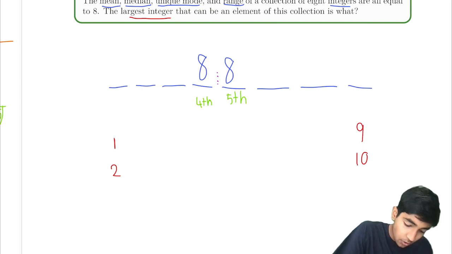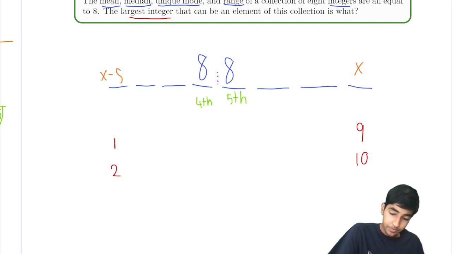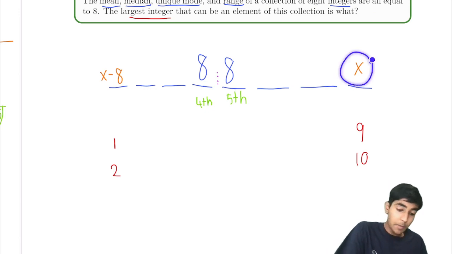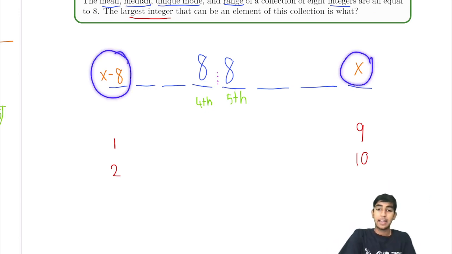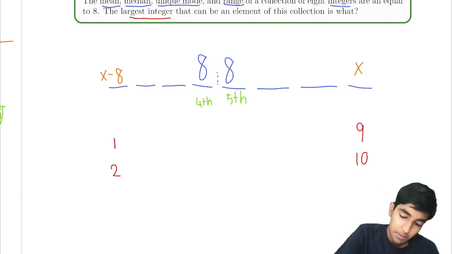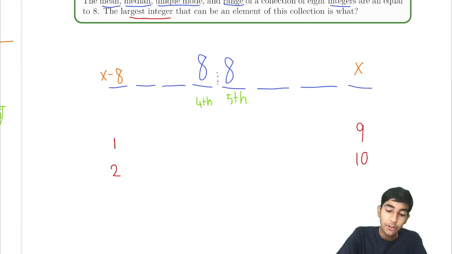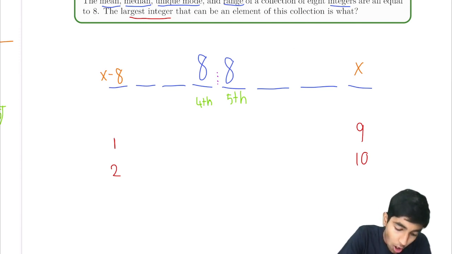But if this is x, or let's do the opposite, if this is x, this is just x minus 8. So to maximize this element, we also have to maximize that element. So we want to make both the largest and smallest as big as possible, but the other elements in between as small as possible.